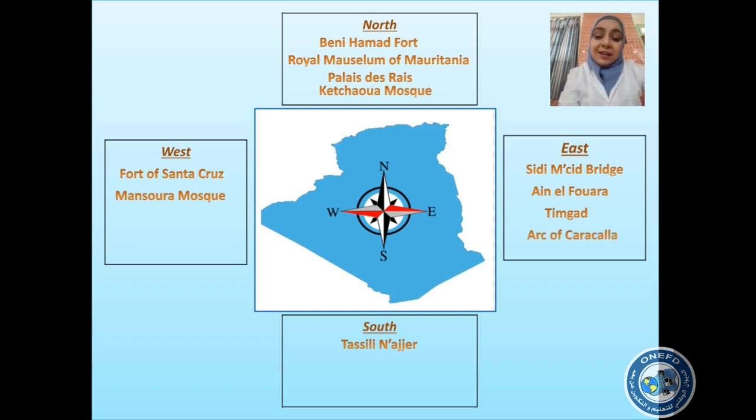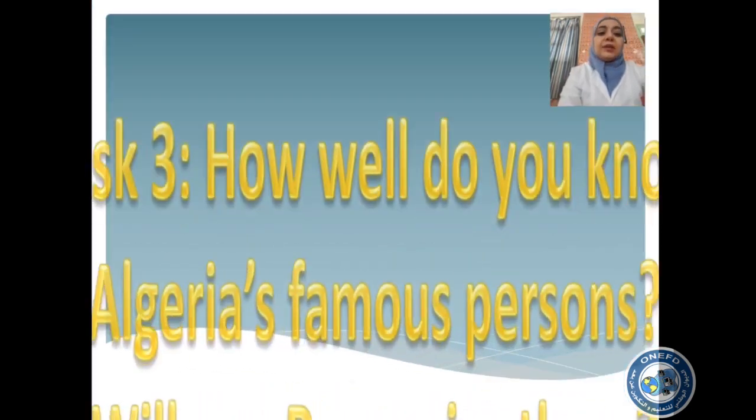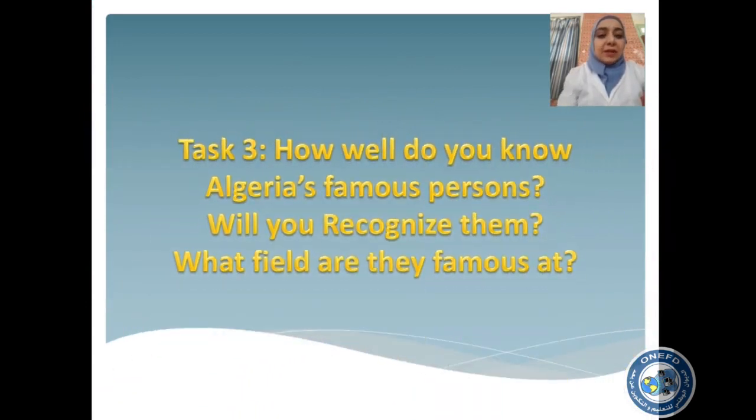The Arch of Caracalla is in the east. Ahaggar National Park, south. Train station, west. The Crying Cow, south. The Great Mosque, west. And finally, the dome houses in Wed Souf are in the south, in the southeast of Algeria. Okay, good. Now we have seen some landmarks. Now let's see some famous persons.